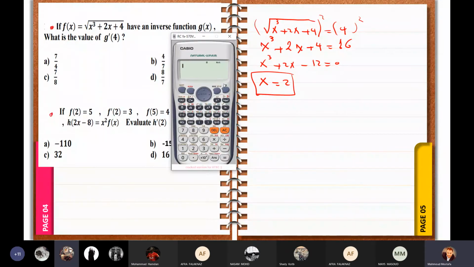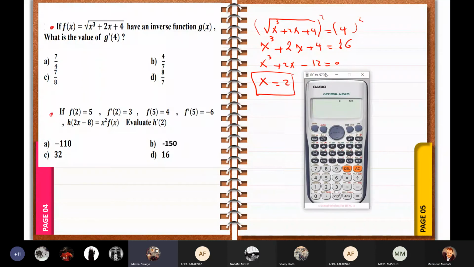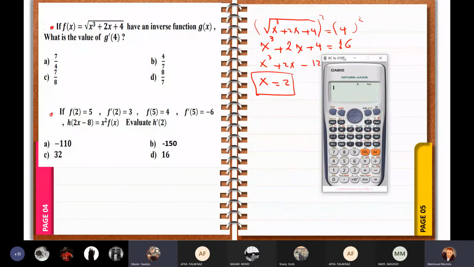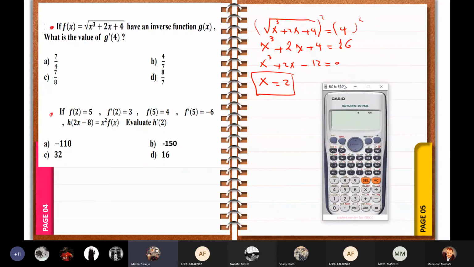Mister, I think you can just derive it, then multiply it by 4 once you get the answer of the derivative of this equation. You also get x equal to.